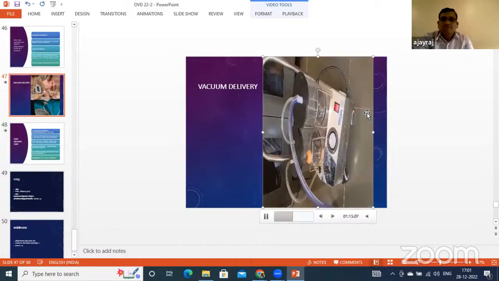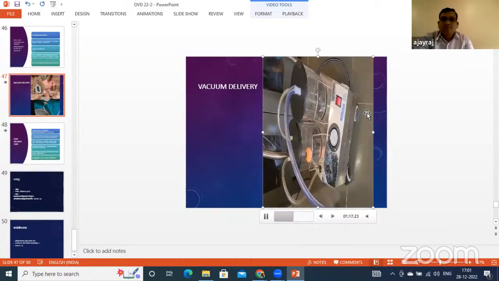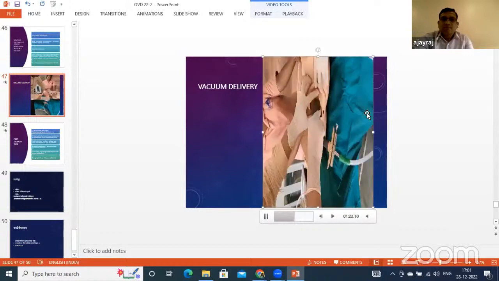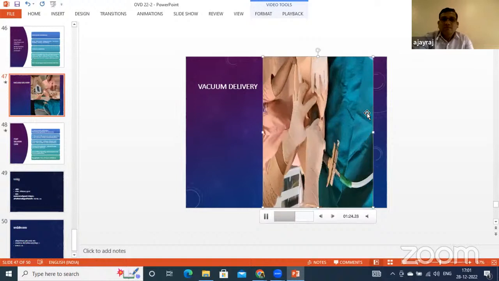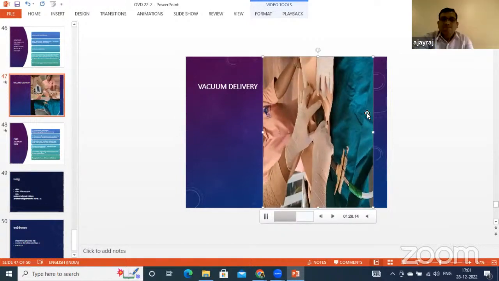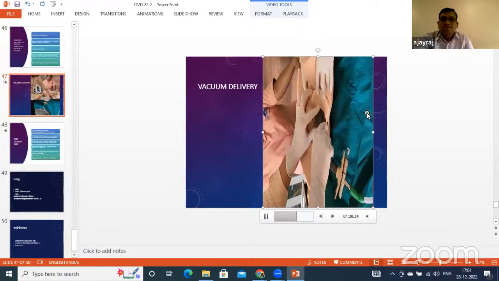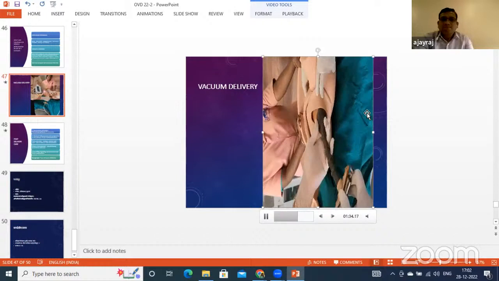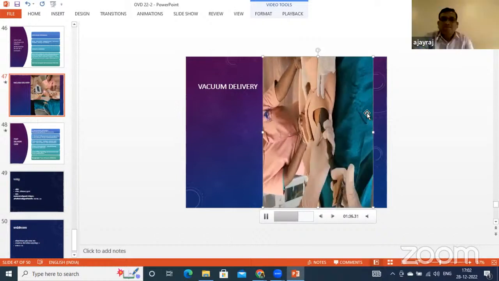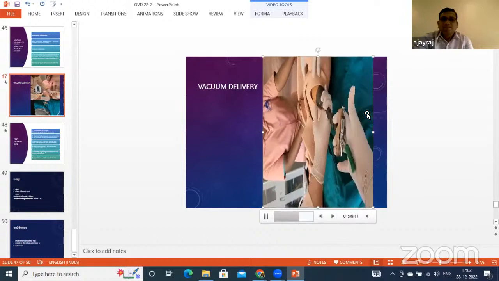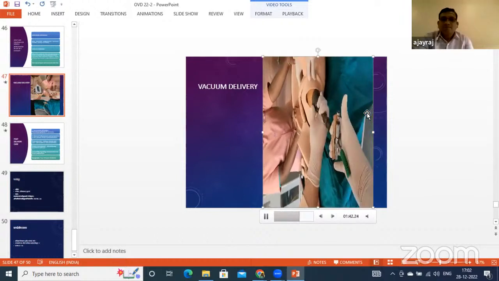We can see the pressure is increasing. Now we are going to apply the vacuum at the flexion point. The cup should be applied when there is no contraction. If there is an increased pressure, we can release the excessive pressure with the help of this knob.